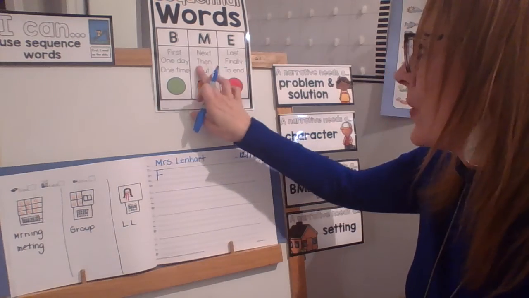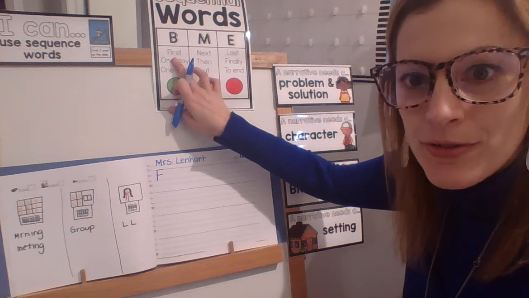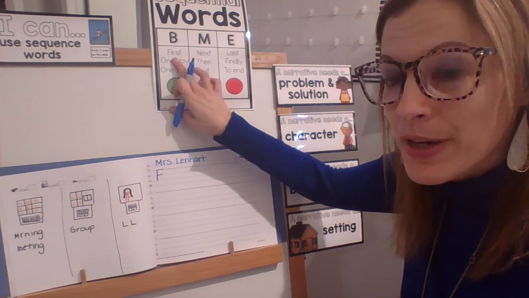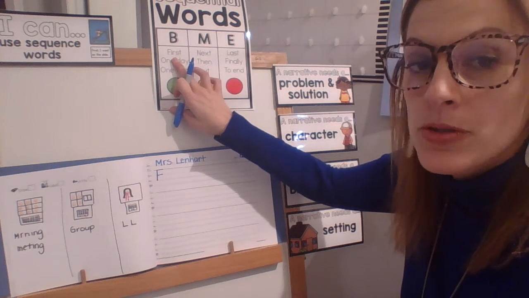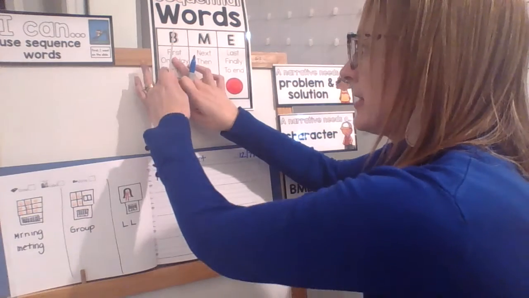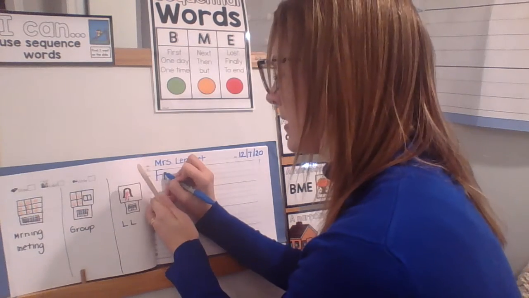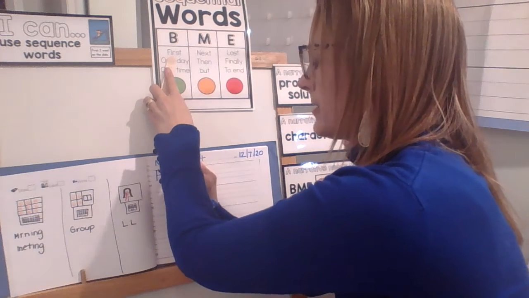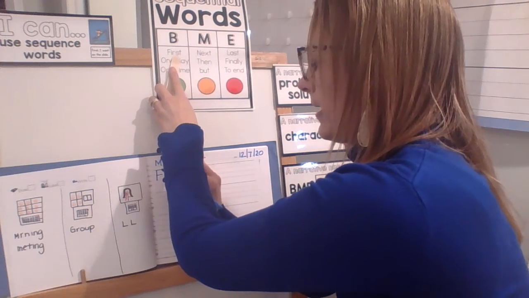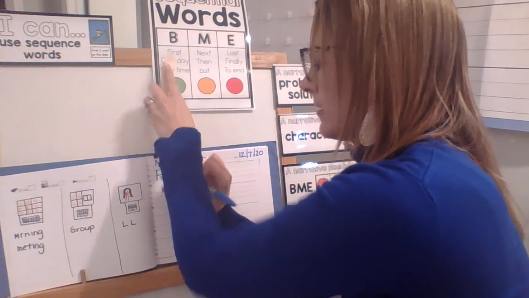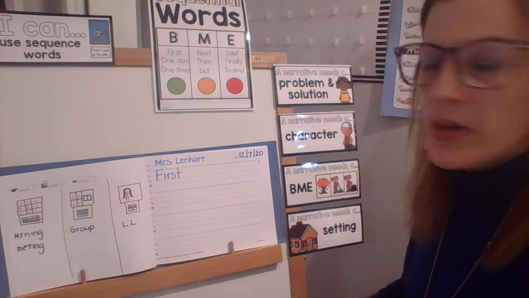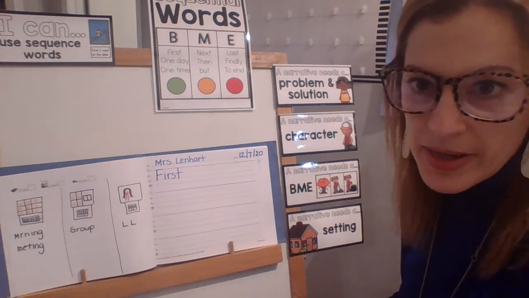And I know how to spell first because it's on my chart right here. So I'm going to use my chart to help me write the word first. I see that it's F, and then I see an I, and then I see an R, and an S, and a T. Okay? Because we have it in our chart, we know how to spell it.